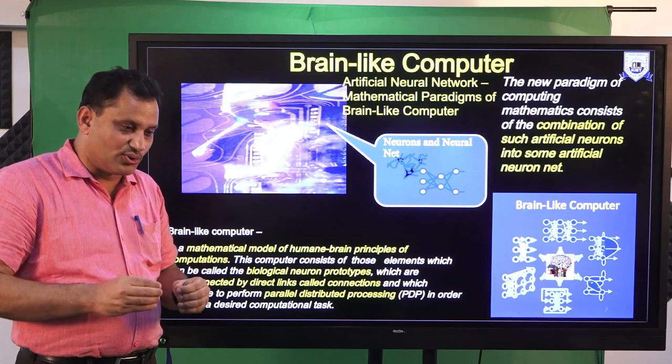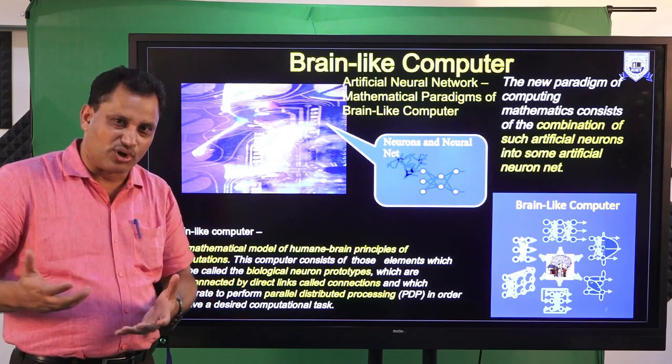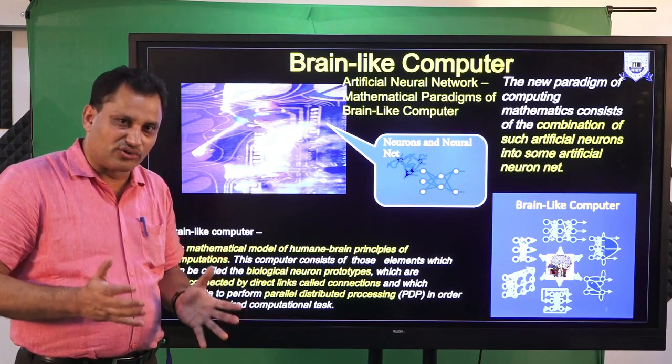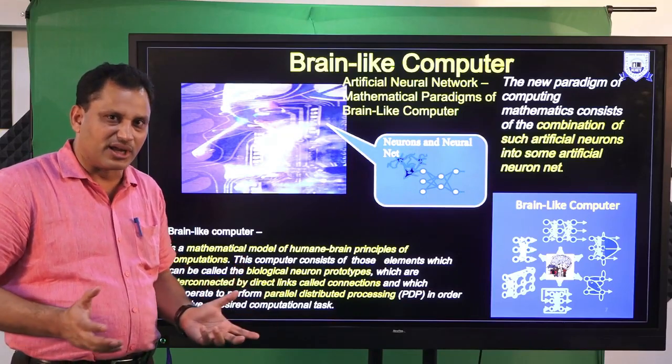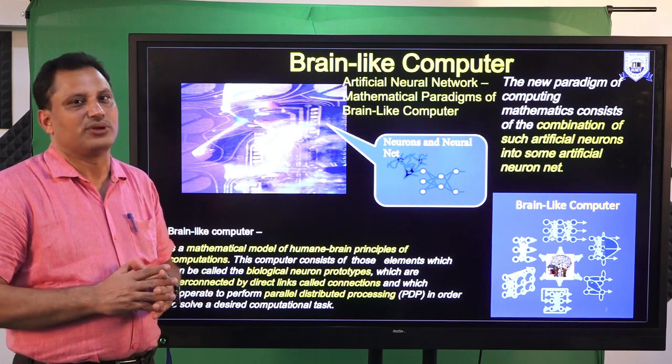But if we want to have a massive parallel structure, an associative memory, and the computing power also, then one neuron is not sufficient. There should be multiple neurons. So different mathematical models of neurons will be there, and interconnection between those neurons will also be there.